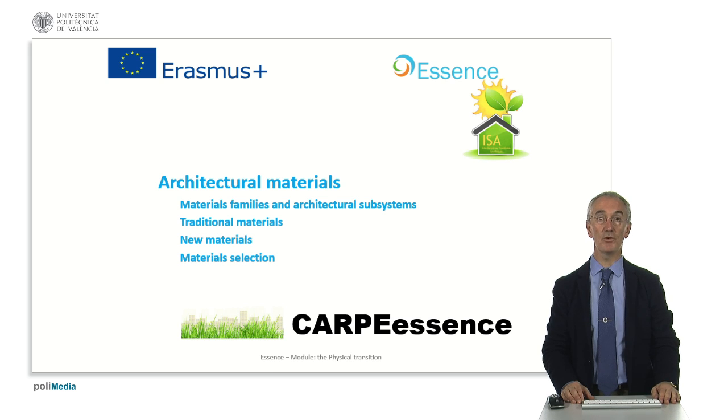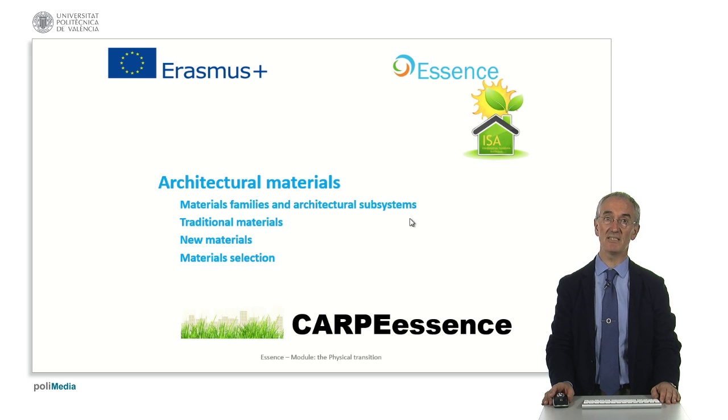And the module in which this sub-module is included is the physical transition, where we are considering how to make this future sustainable city. The details: we should analyze materials through the different families and architectural subsystems, because we can provide solutions which are specific for the subsystem through materials. Then analyze the impact of traditional materials, learn different lessons from them to build new sustainable materials, and provide the basis for materials selection. So let's go into the detail.